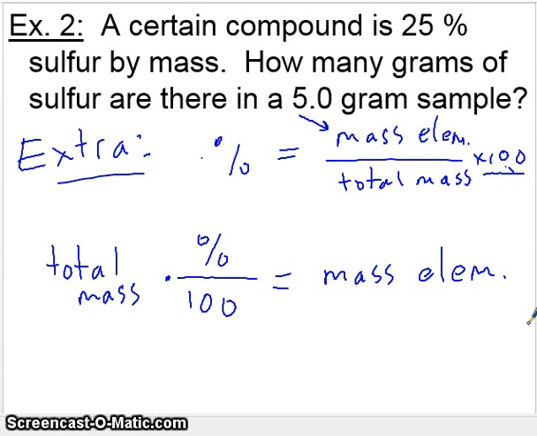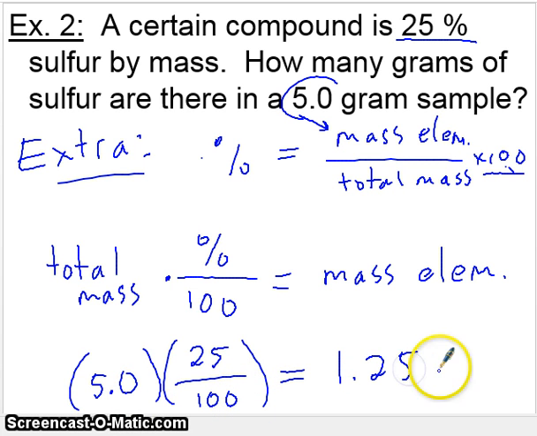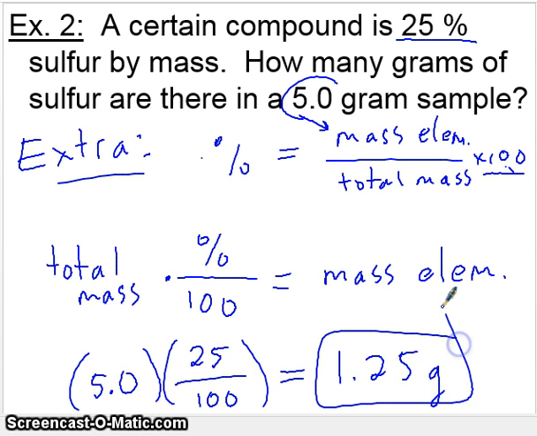And now notice what I did in this problem. My percent is 25, so I got 25 right here, divided by 100. My total mass is 5.0. Here it is, 5.0. And if I solve this, I'll get my mass of the element. 25 over 100 is 0.25, times 5 is 1.25 grams. So really, I just rearranged the formula again. If this is extra, this is confusing, don't worry too much, but I thought I'd show you the trick.